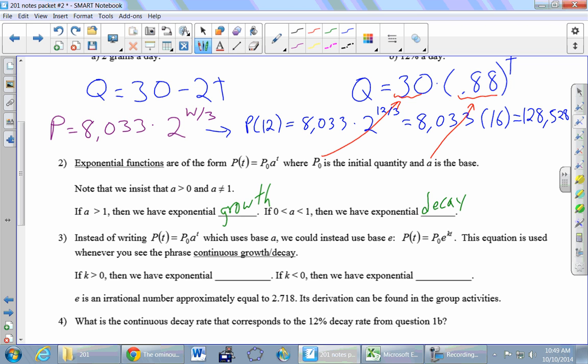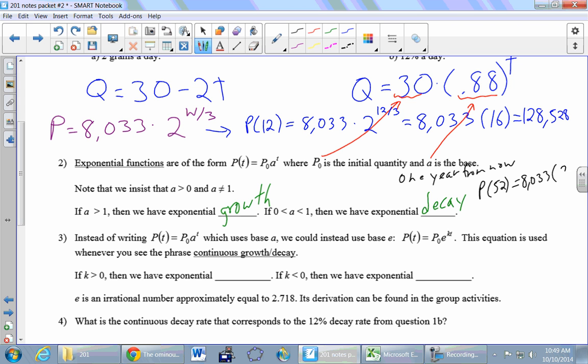Okay, and then let's suppose that the outbreak continues following that pattern, and let's take it to a year from now. 1 year from right now. What would we do? Yeah, 1 year from today. P of 52 is what we're after. So it's 8,033 times 2 to the 52 weeks in a year, right? Approximately. All right, 2 to the 52 over 3, and then times 8,033.